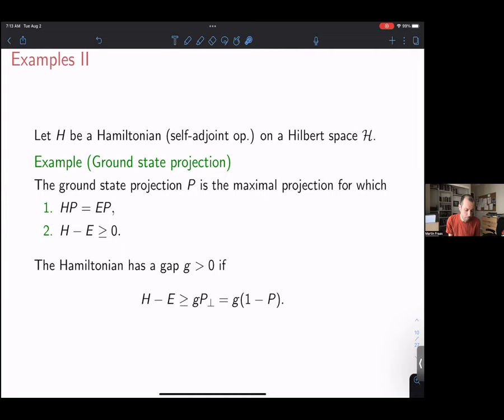The Hamiltonian has a gap G if H minus E is zero on the ground state projection, but is greater than or equal to some constant G on the orthogonal part of the space. By P perpendicular, I would always denote 1 minus P. Throughout the talk, you will repeatedly see P perpendicular, and that just refers to 1 minus P.